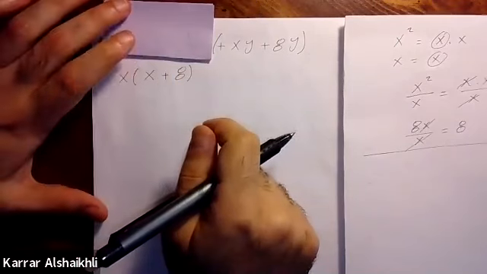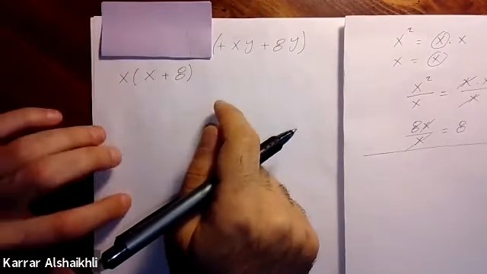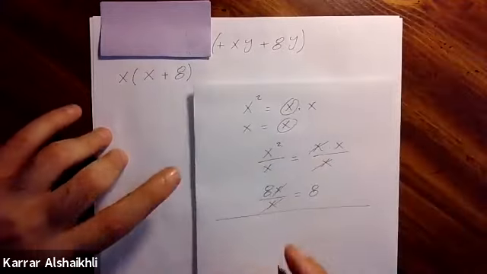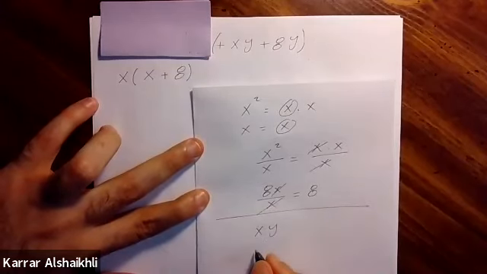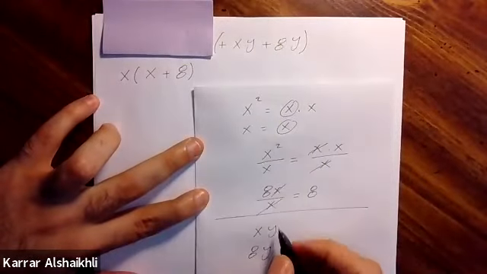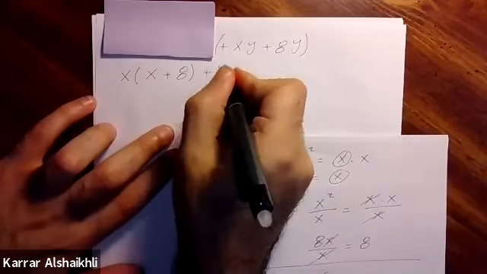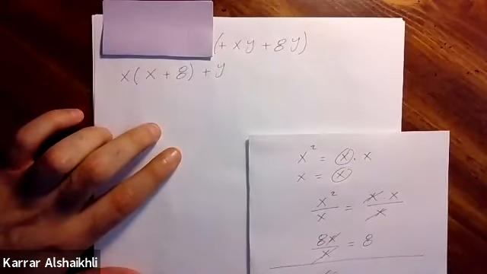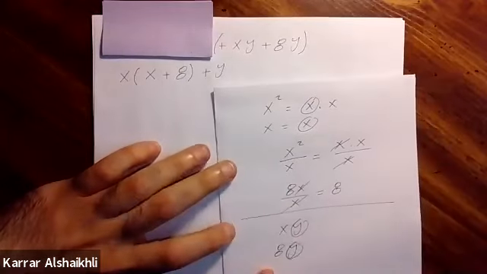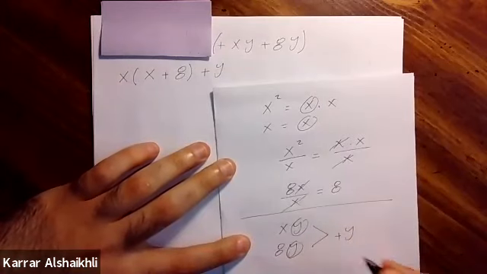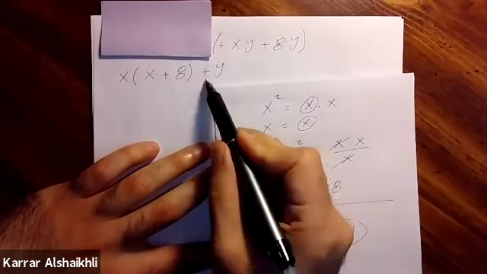Now tell me, what's the common between xy and 8y? Just the y, because of xy and 8y. You see the two terms, xy, 8y. The common is the y. So I'm going to write down plus y. Be careful here. I said the common is y. That means positive y. So I'm going to write down plus y.